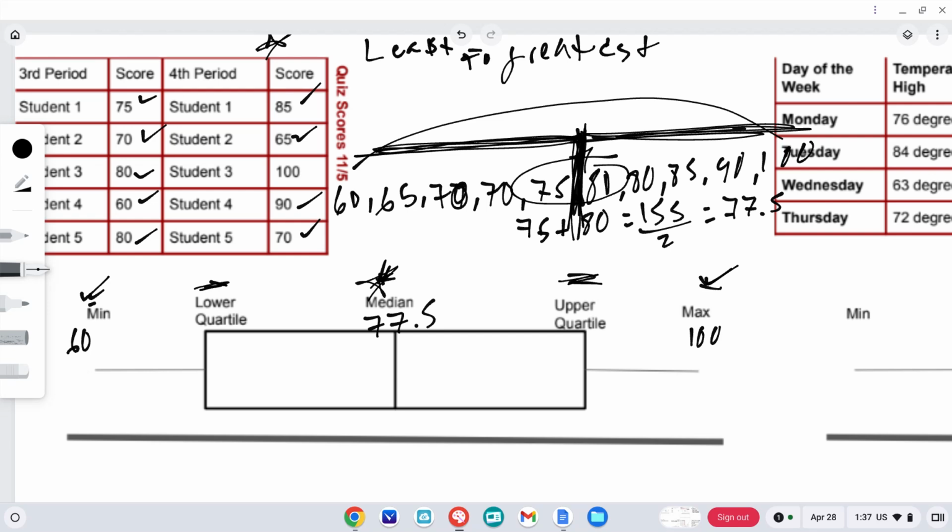For these halves, I'm just finding the number in the middle of that list. So for the lower half, the middle looks like it's the number 70. And the upper half, the number in the middle of the list is 85. So lower quartile was 70. Upper quartile was 85. Done. I'm just mapping the information onto the graph so that we can see how the data is spread out, finding those important pieces of information.